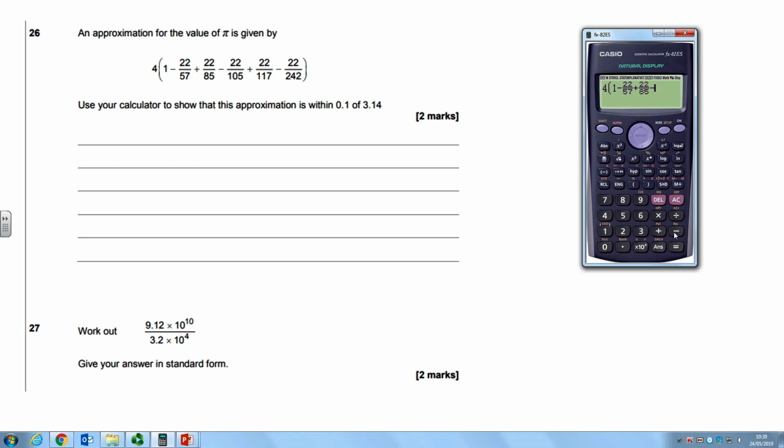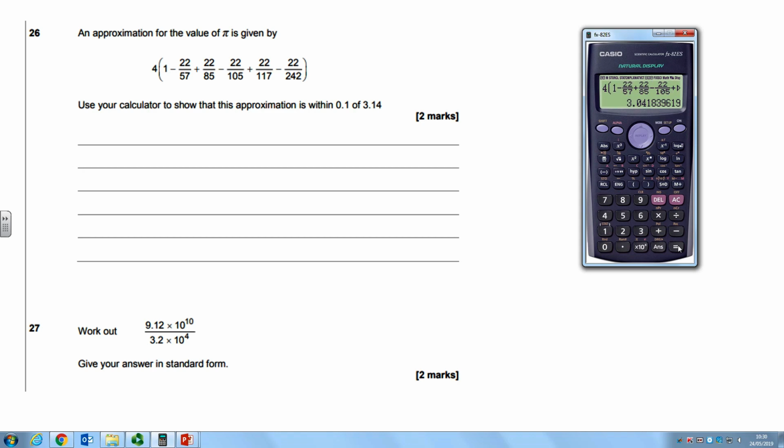And next, give me a minus. Then it's another fraction, 22 over 105. We come to the end and we plus, and we need a fraction, 22 over 117. Make sure I got my 22. And then finally we've got a minus again, and that's 22 over 242. Let's just make sure we've got that one. We'll know if we've got it right, because when I press equals it should be almost pi. So show that that is within one thing.